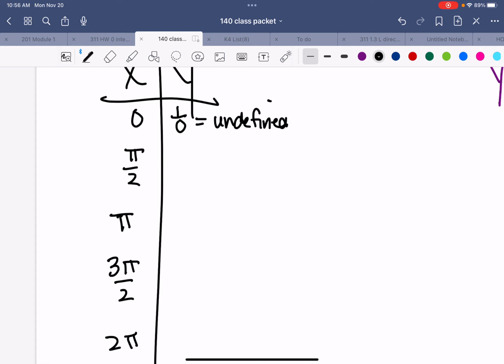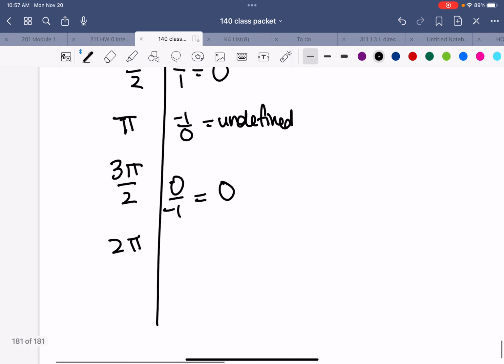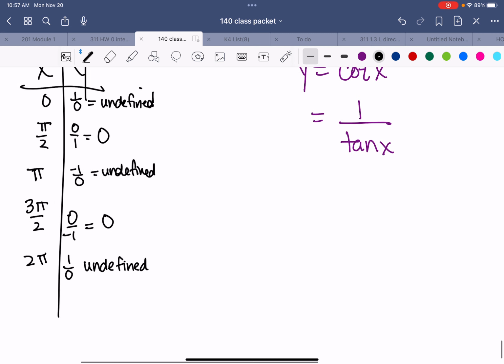Right? What's going to happen is our asymptotes are going to switch. Pi over 2, we had 1 over 0, so now it's going to be 0 over 1, and that's just 0. For pi, we had 0 over negative 1, so now you get negative 1 over 0, and that's going to be undefined. This one will become a 0 over negative 1, and that's 0. And if you take the reciprocal of 0 over 1, we get 1 over 0, and that is undefined. So now instead of having asymptotes at pi over 2 and 3 pi over 2, our asymptotes are going to shift.